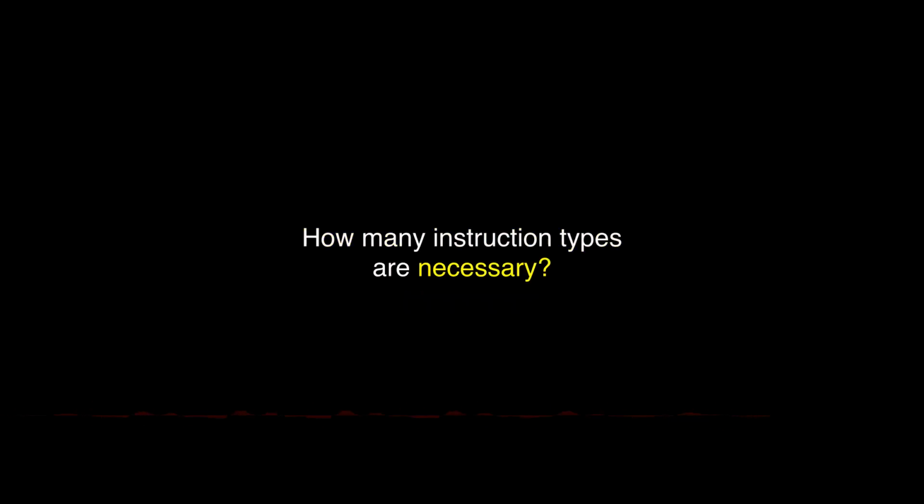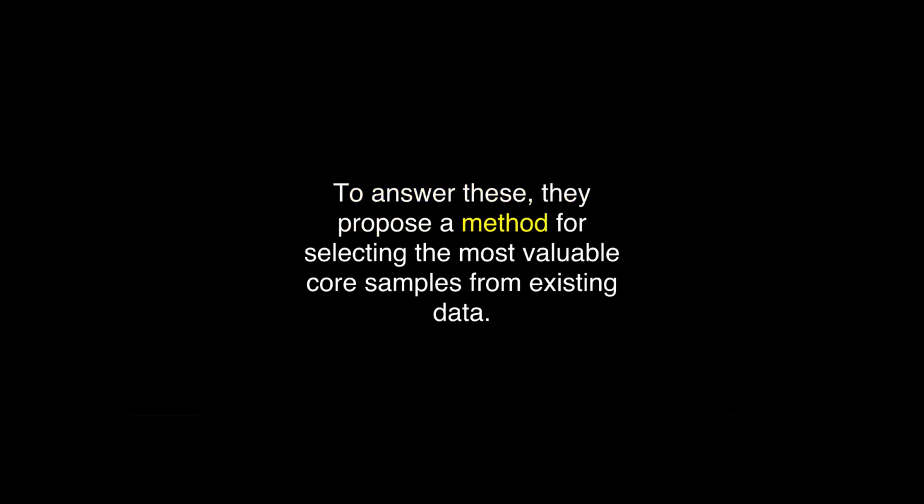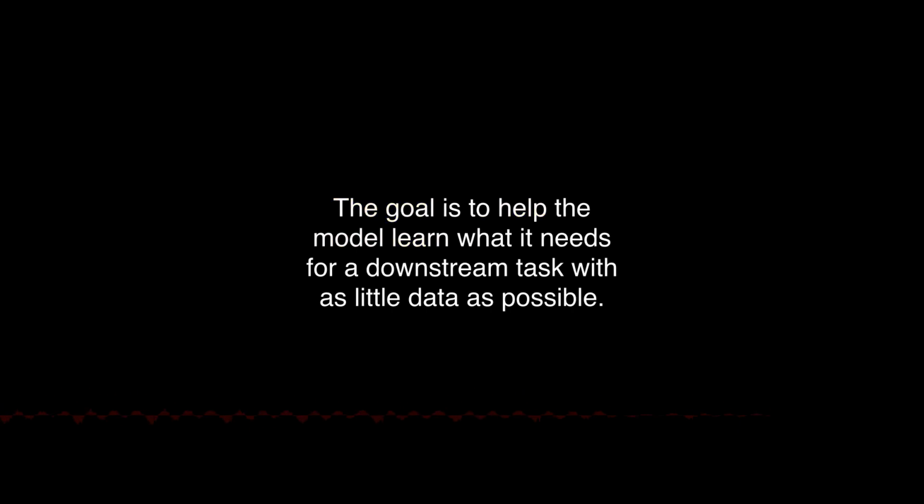Right. They ask some important questions. If we only care about optimizing for a specific task, how much data do we really need? How many instruction types are necessary? And can we get away with just a handful of examples? To answer these, they propose a method for selecting the most valuable core samples from existing data. The goal is to help the model learn what it needs for a downstream task with as little data as possible. They use a coreset-based selection approach.